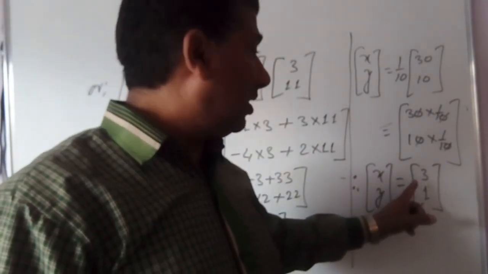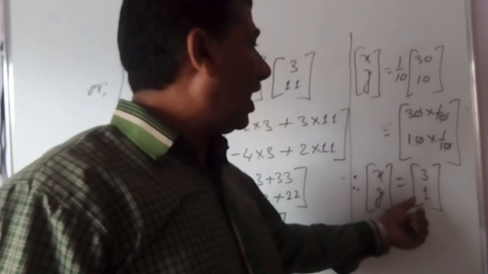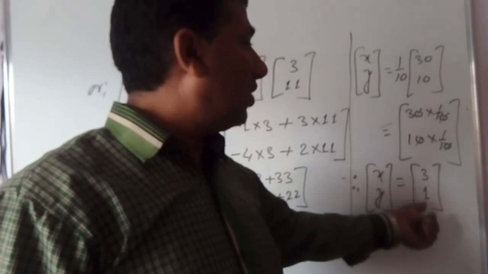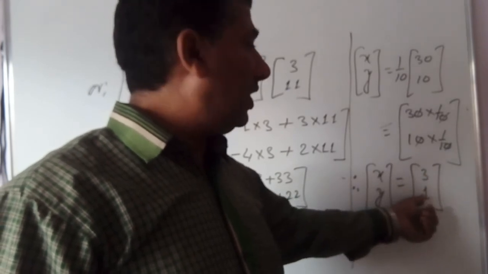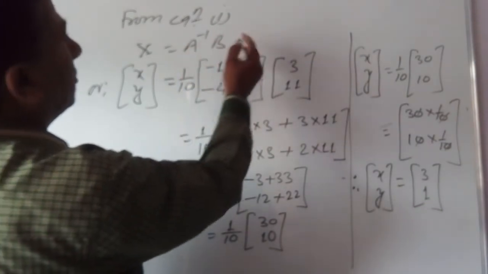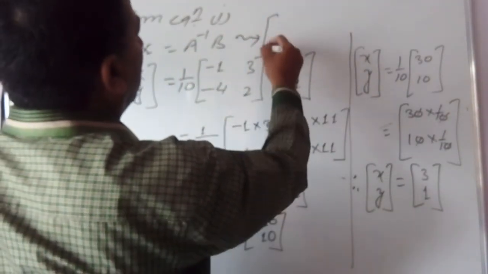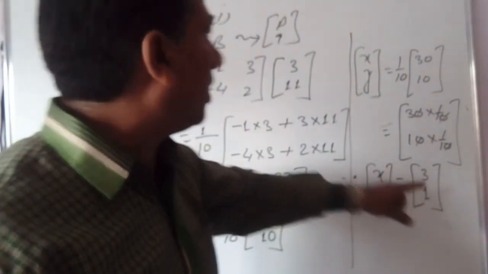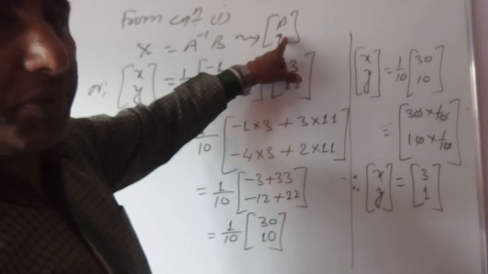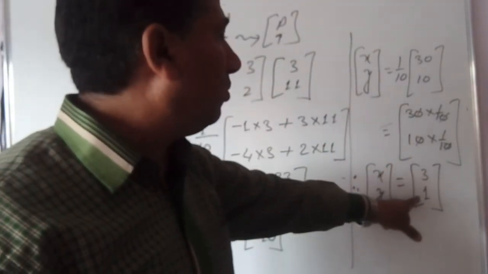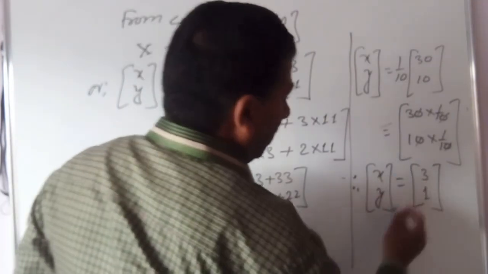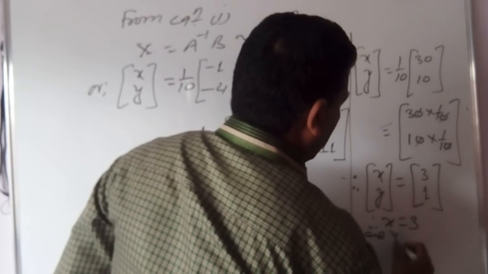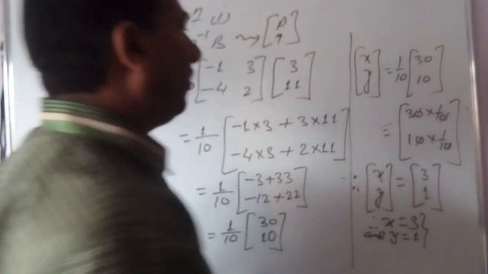Now, when I explained the theory, in place of 3 and 1 I had written P and Q. Now the value of P is 3 and the value of Q is 1. The product of these two, in theory I had written as PQ. In place of P, 3, in place of Q, 1. Equating the values, X equals 3 and Y equals 1. Now we found the values of X and Y.